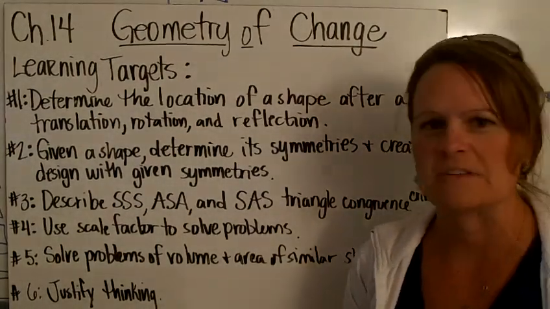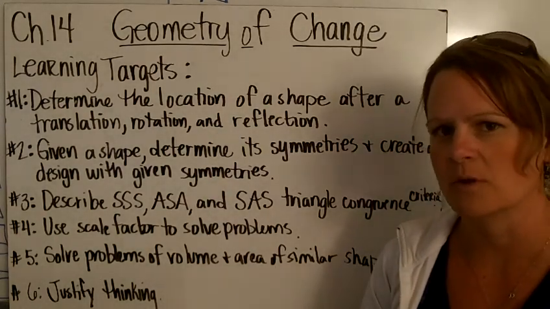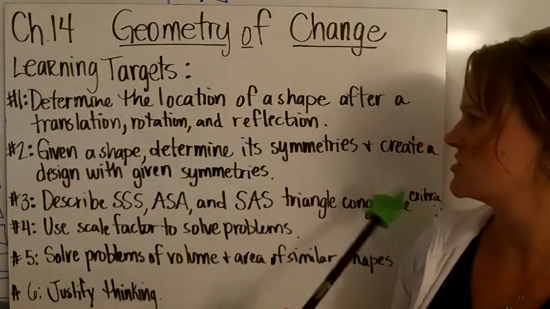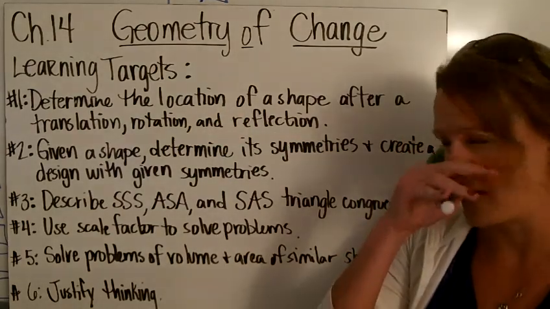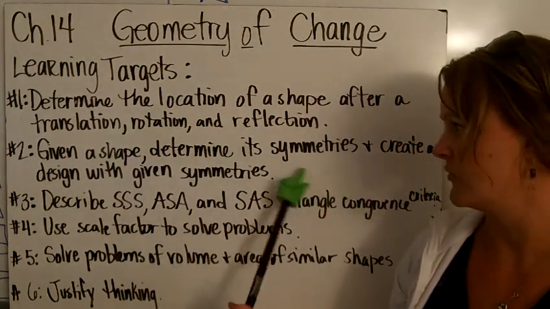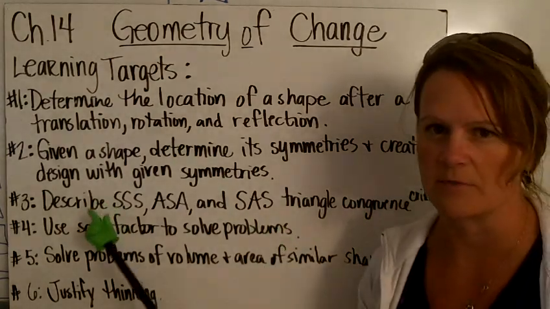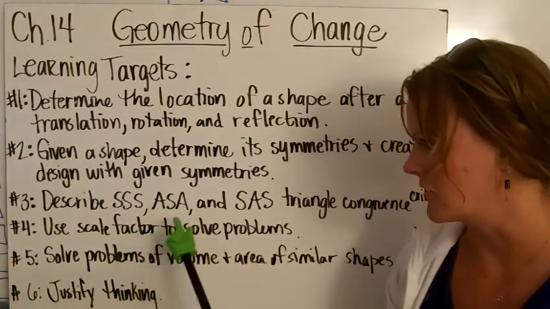Hi, we're going to talk about Chapter 14, which is the geometry of change. There are just a few learning targets that I want to talk about very briefly. First, we're going to talk about determining the location of a shape after a translation, rotation, or reflection. We're going to talk about, given a shape, determining its symmetries and creating a design with given symmetries. We're going to talk about the triangle congruence criteria, like side-side-side, angle-side-angle, side-angle-side.